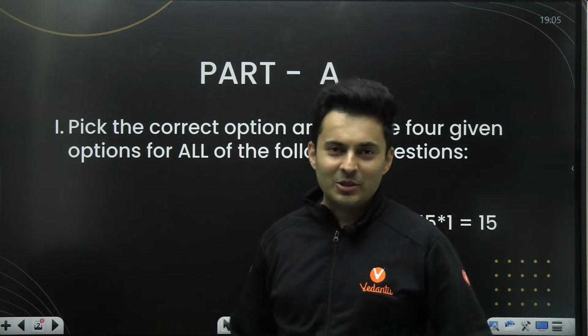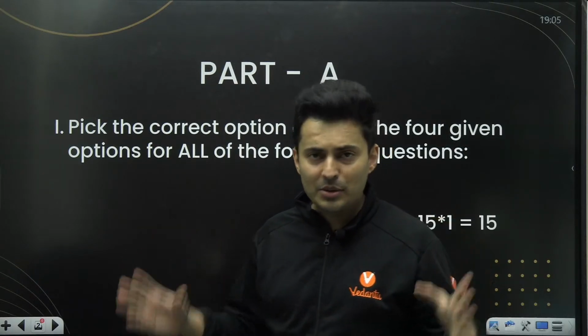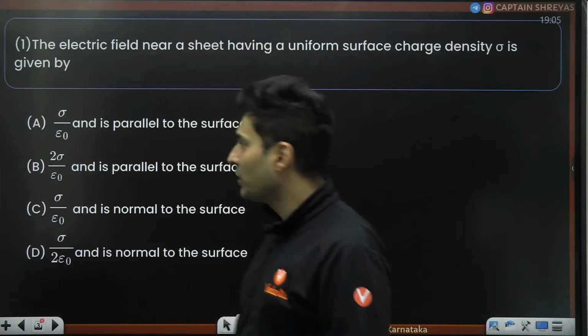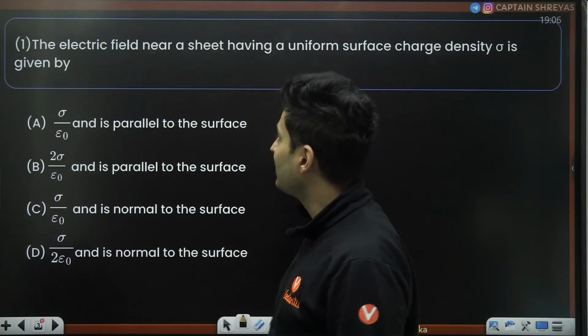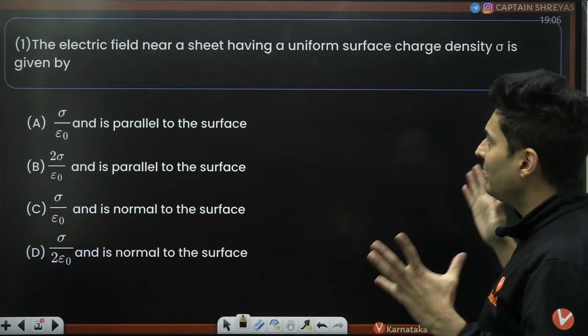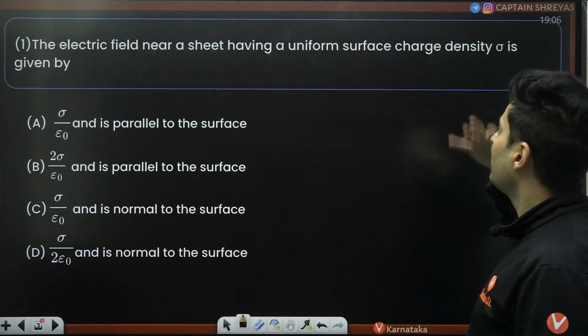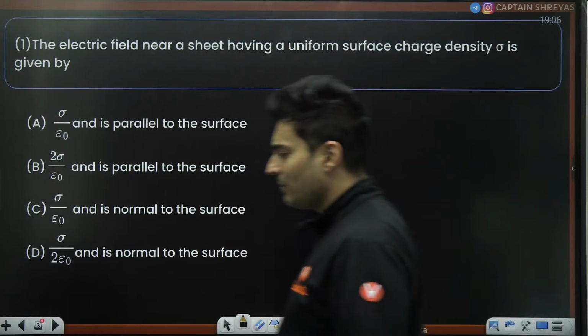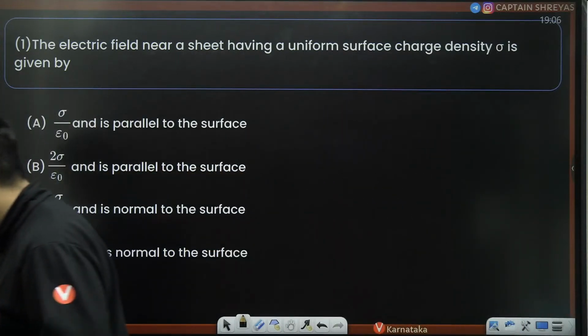Okay, so important, very likely questions. Okay, so here we go. Let's start with the session. First we have the objective type of questions. The electric field near a sheet which is having a surface charge density is given by which formula?